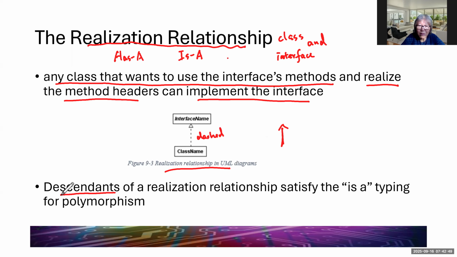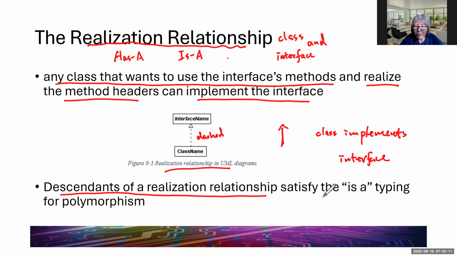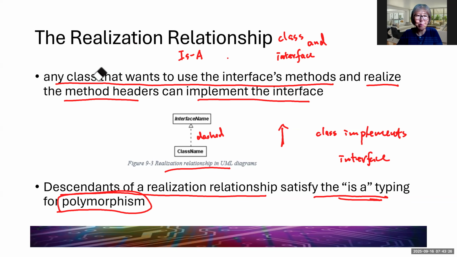It is a realization relationship because you realize it, and the class implements the interface. So it also satisfies the is-a type for polymorphism. It still meets the is-a relationship. Later on, we can see this in our coding example.